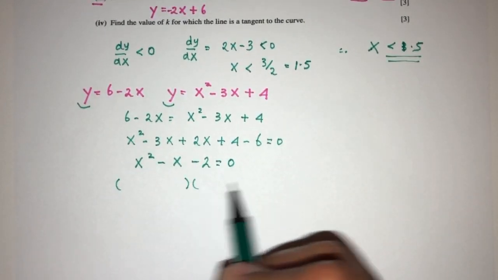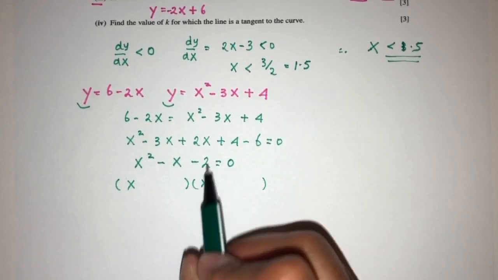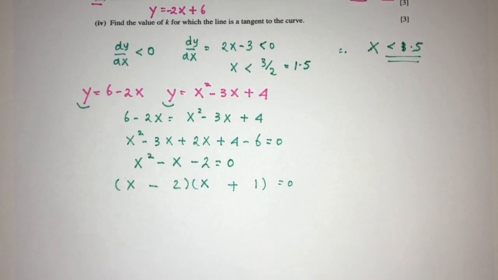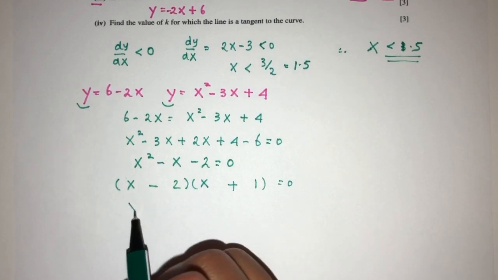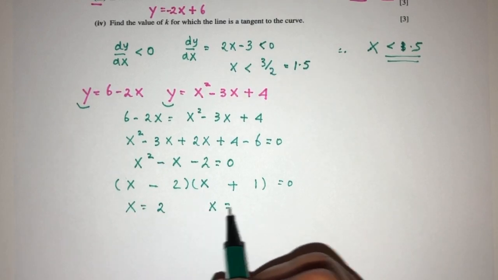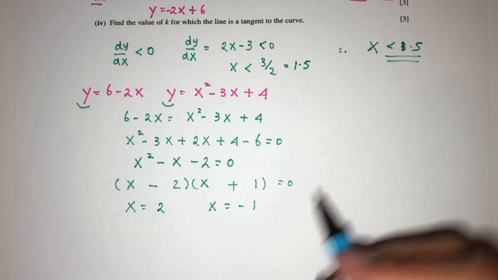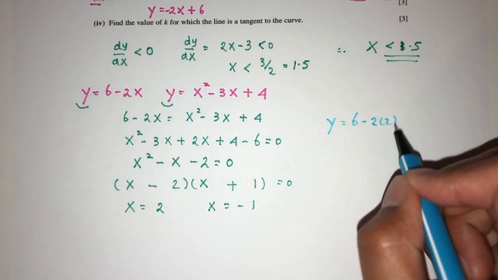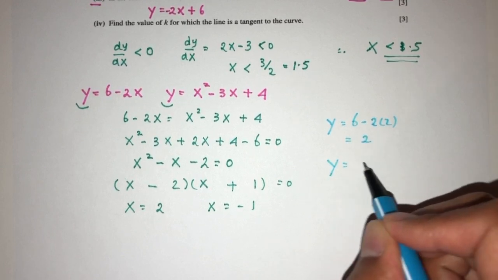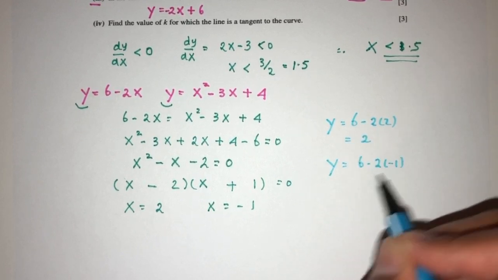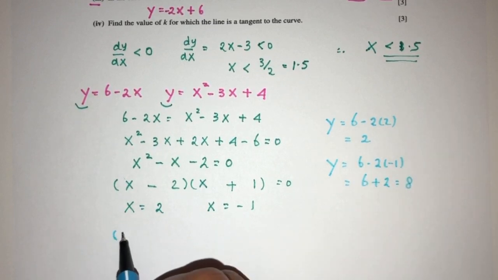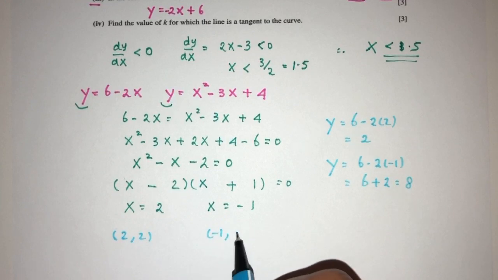So let's try to factorize. Let's see what happens. That will be x, that will be 2 times 1. We need minus 1, has to be minus 2 plus 1. Or you can solve by using your formula as well, up to you. x is 2 and x has to be minus 1. So which means y has to be 6 minus 2 times 2, that should be 2. Or y should be 6 minus 2 times minus 1, that should be 6 plus 2, that should be 8. The points will be (2, 2) and (minus 1, 8). Let's move on to the last one.